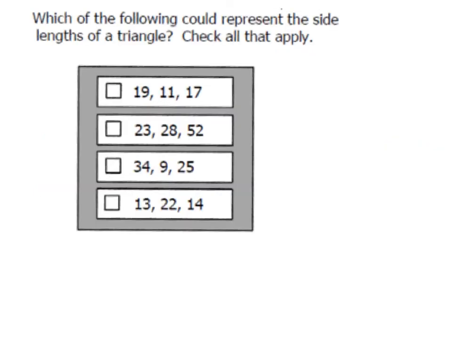Number 5 asks, which of the following could represent the side lengths of a triangle? Check all that apply. That means we have to check each and every one of these. If 3 numbers are going to form the sides of a triangle, we know that our small side plus our medium side must be strictly greater than the large side. So in this first one, we want to add 11 plus 17. That's going to be bigger than 19, so that's a correct answer. I'm going to shade that in.